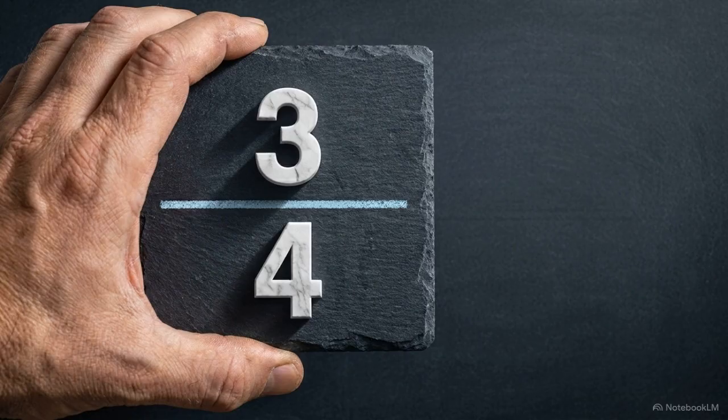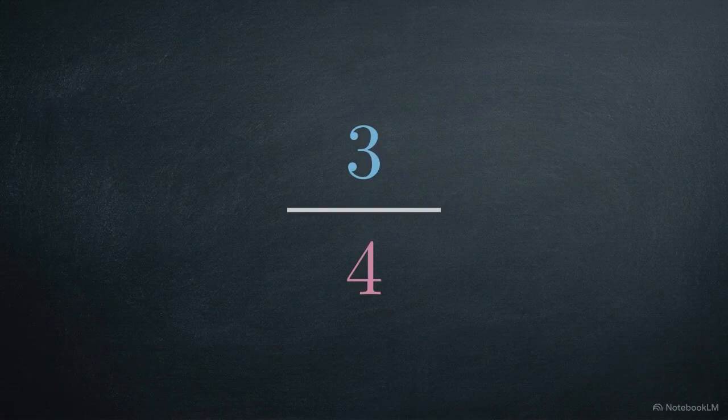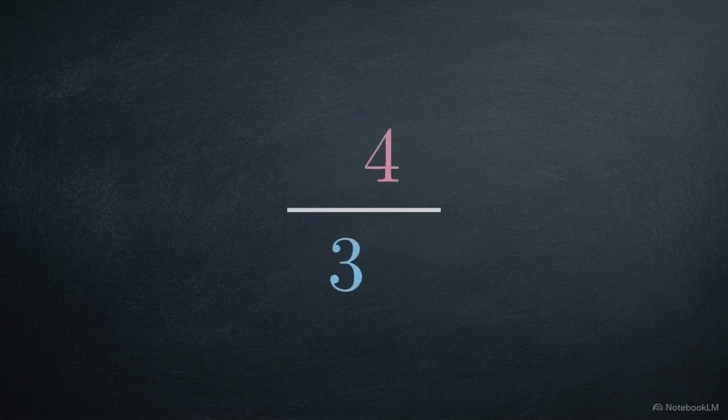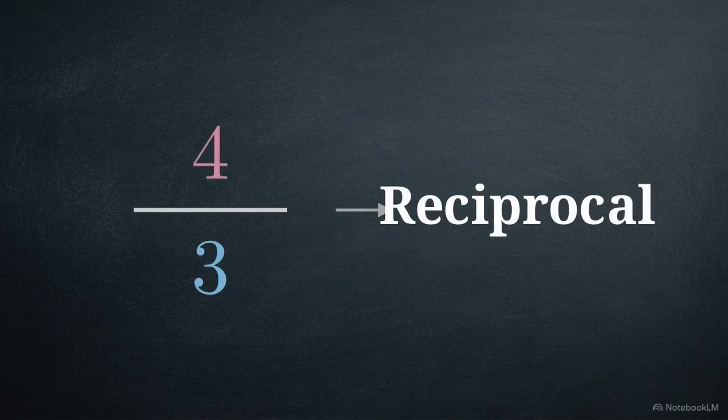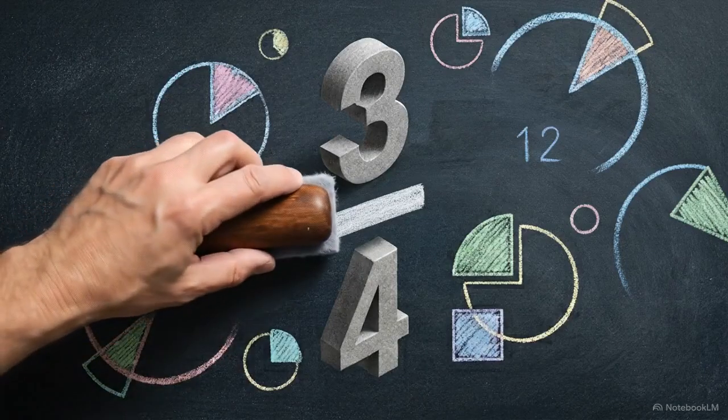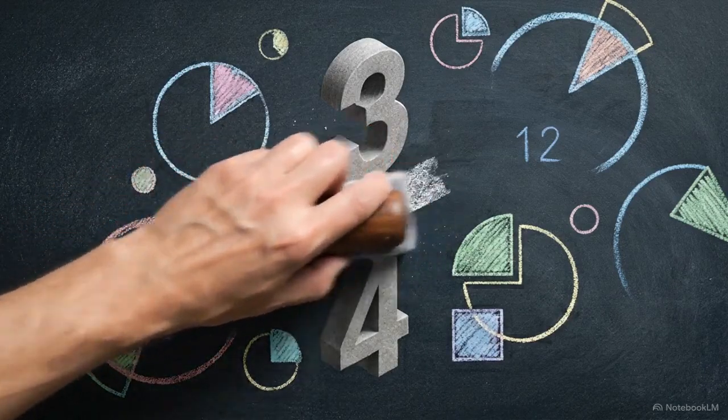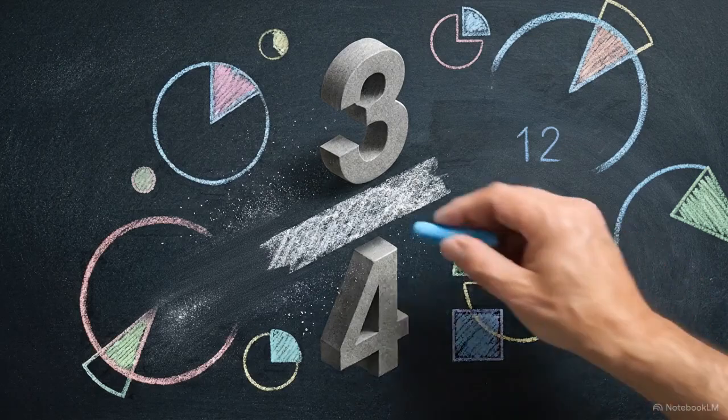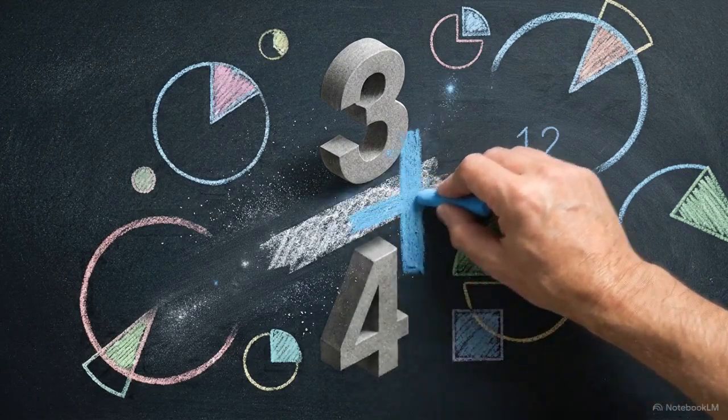Transitioning from the mechanics of addition to the mechanics of division, we introduce the reciprocal. Taking the fraction 3/4, we physically invert it vertically. The resulting structure, 4/3, is its reciprocal. Teaching the reciprocal gives students an operational switch, strictly used to convert complex fraction division into straightforward multiplication.